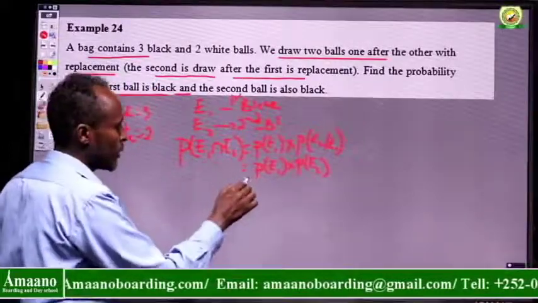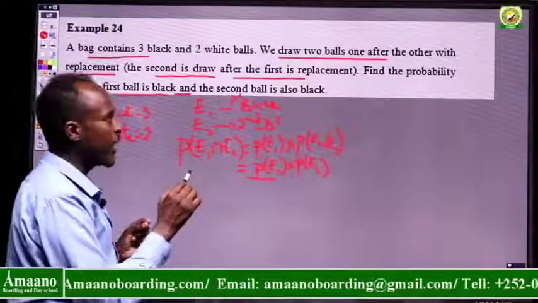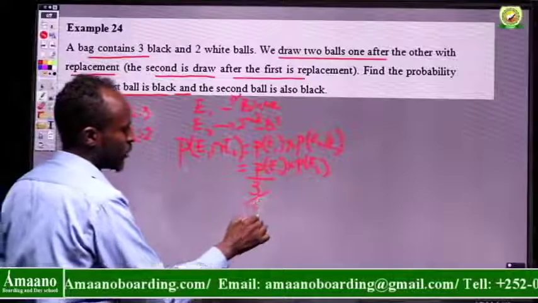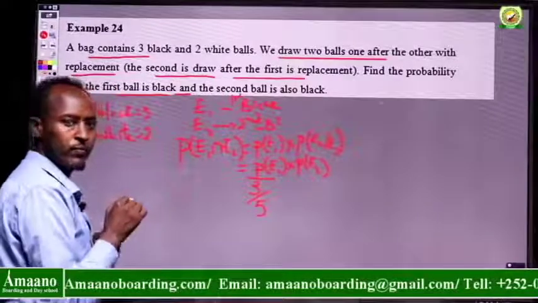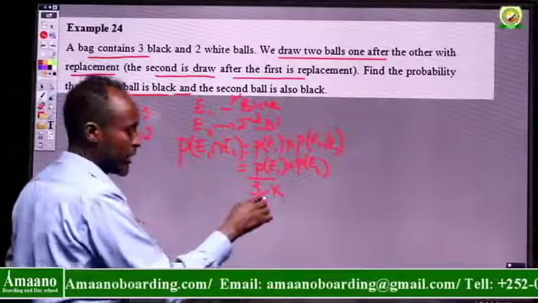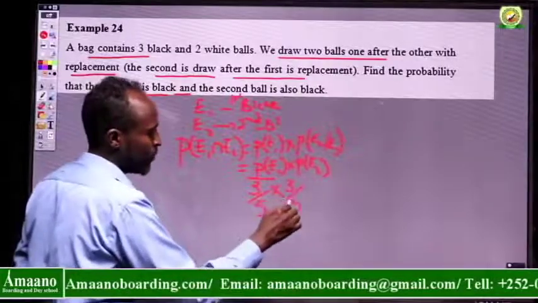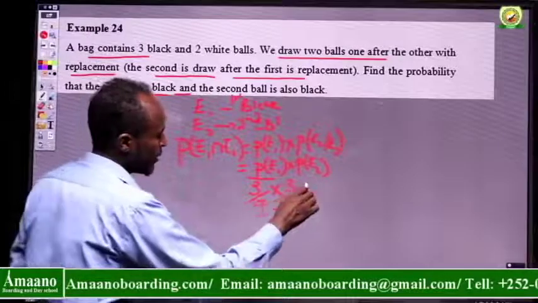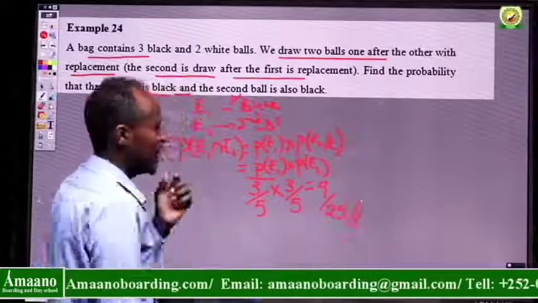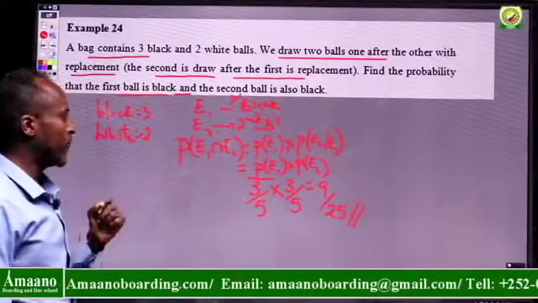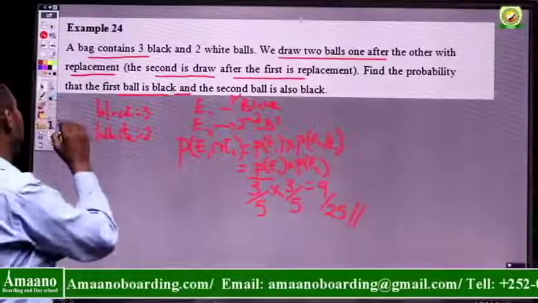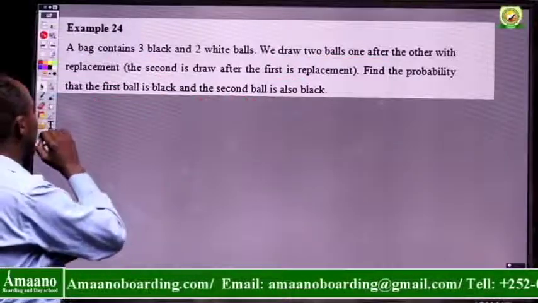What is the probability of getting the first ball as black ball? How many black balls do we have? 3. Divided by the total number of balls, which is 5. As long as we replace the first one back, the probability does not change. Therefore, it will be 3 divided by 5. That is the probability of getting 2 black balls with replacement: 9 divided by 25. Okay, let us proceed to the next example.